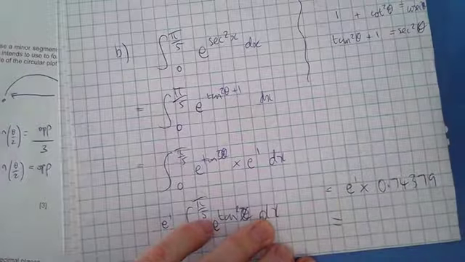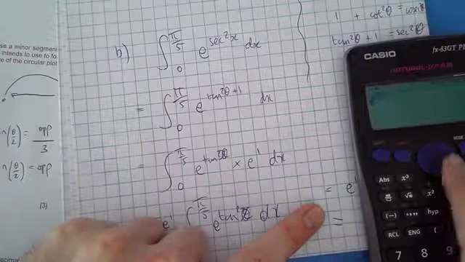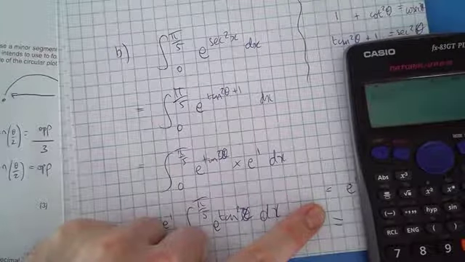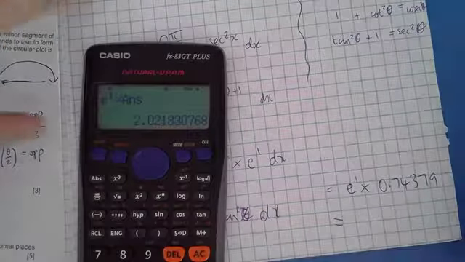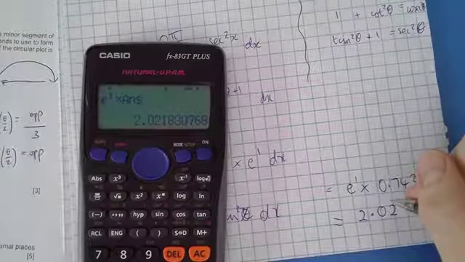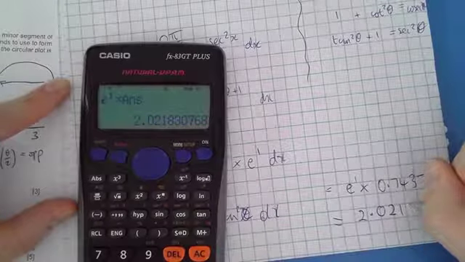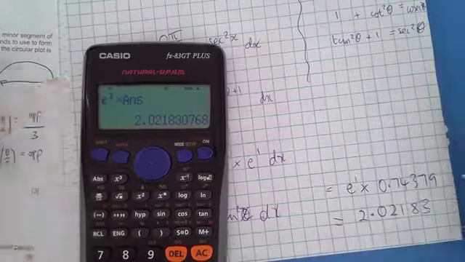0.74379. I'm going to put into my calculator here, e to the power of 1, and then times by ans, and I get my answer there as being 2.02. Does it tell me to dp's? I just do it the same as before, then I'll do 5 again, 2.02183. Okay.